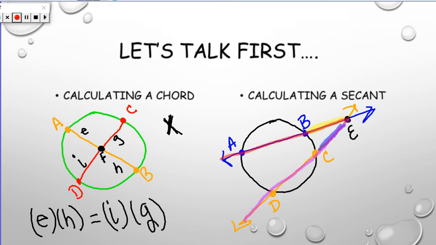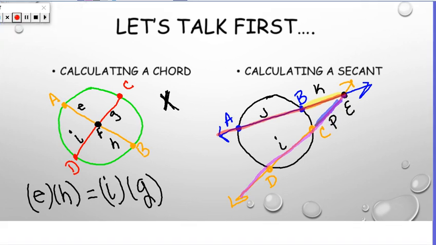Alright, so I'm going to label these parts. I'm going to call the outside part K. And I'm going to call this part inside of the circle J from A to B. And then I'm going to call parts from D to C I. And the outside part E to C as P.